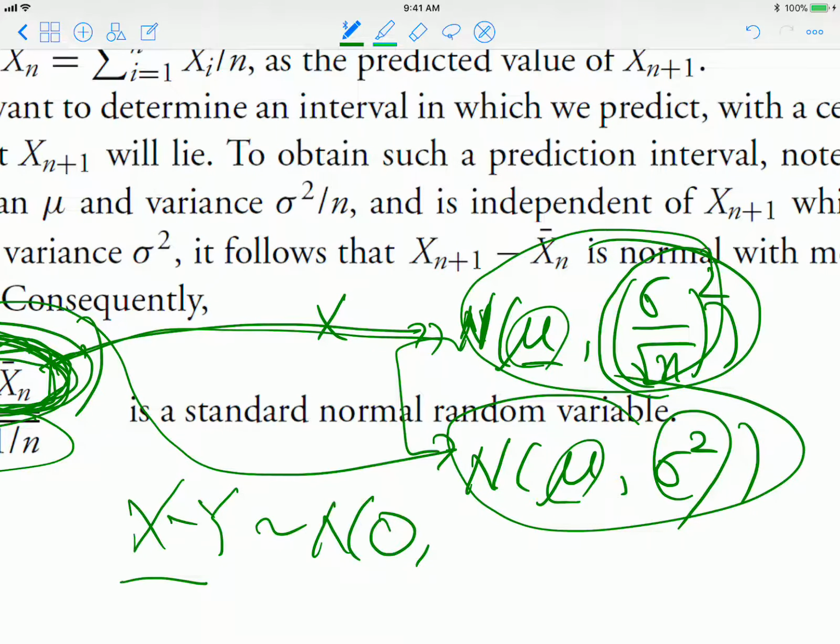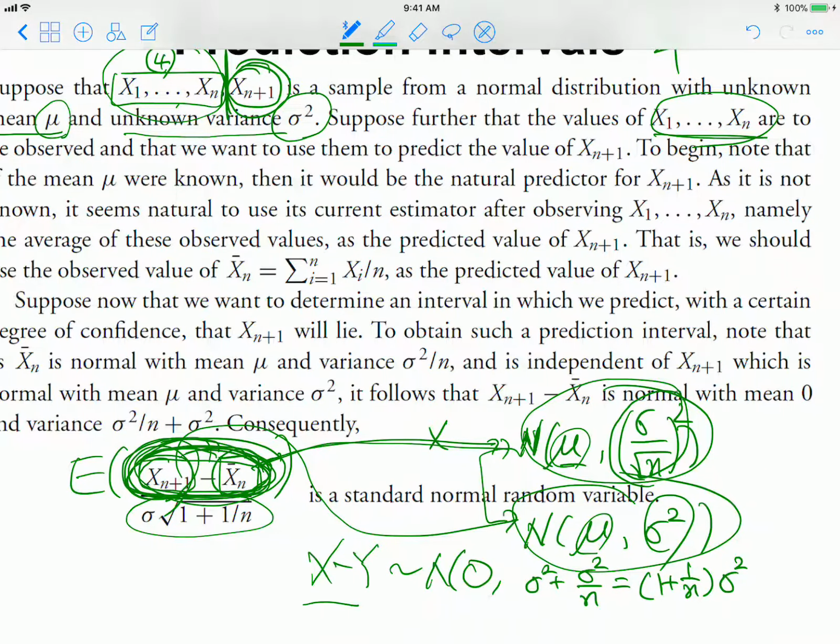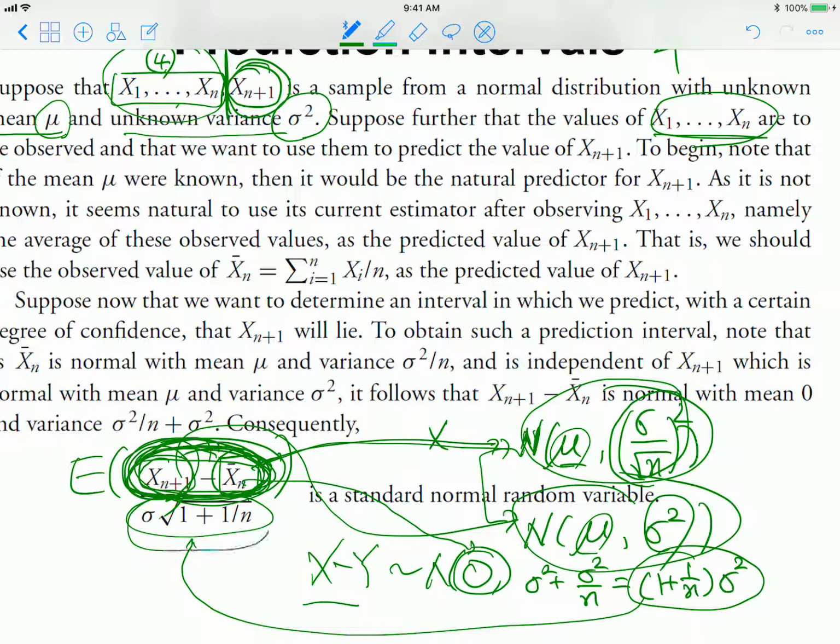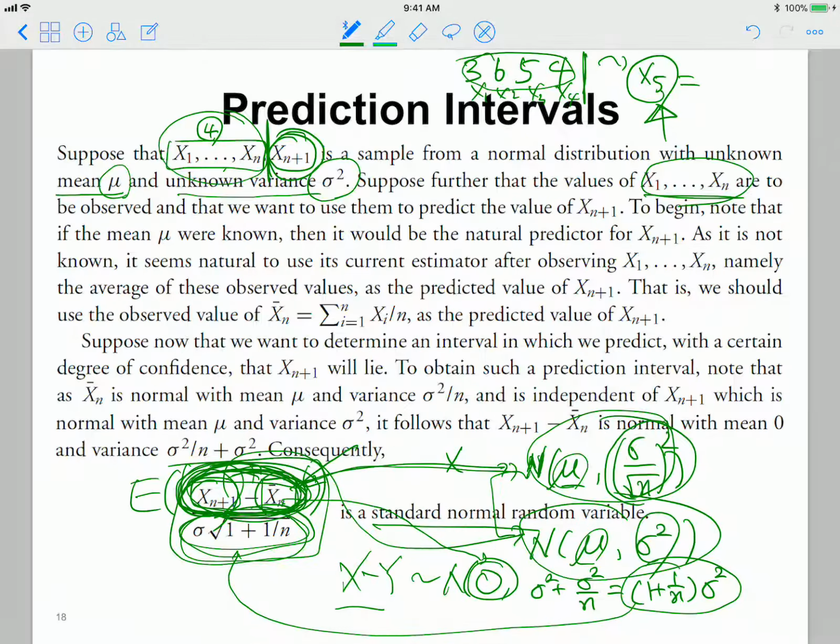So x minus y, this guy, will have the variance of sigma squared plus sigma squared divided by n, which is 1 plus 1 over n times sigma squared. So this is our variance. Okay, and then this guy has a Gaussian distribution which has a zero mean, and the variance is this value, and then we take the square root of them and divide by this value, and now this guy is finally a standard normal distribution.